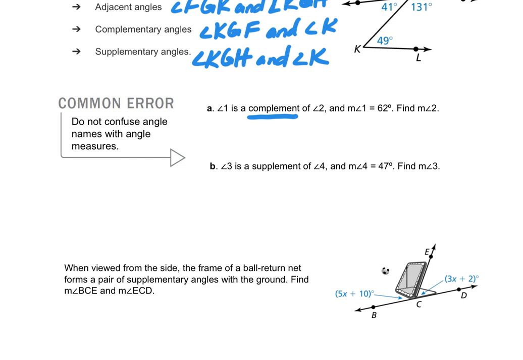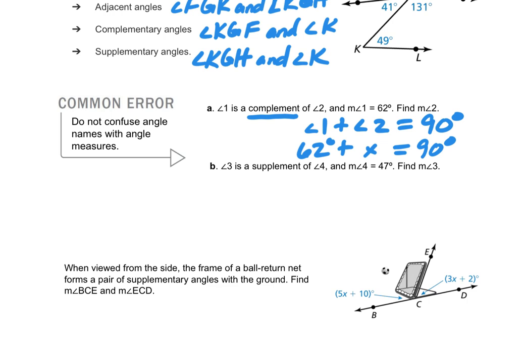So what is complementary? Two angles add up to 90. That's right. So what we're saying here is one of the angles is 62. So if I were to write out a statement here, I would say angle 1 and angle 2 are 90 because they are complementary. Right. And we know that angle 1 is 62 degrees. We're trying to find out what angle 2 is. So I just call it x because that's our unknown.